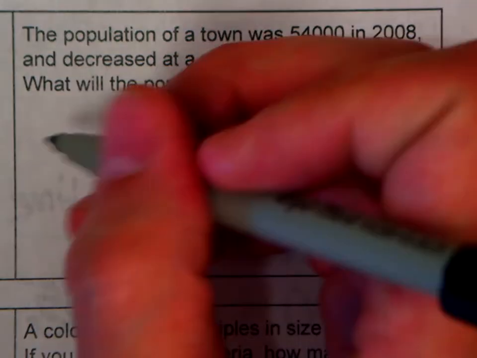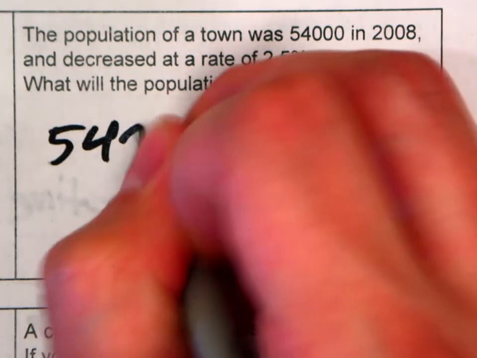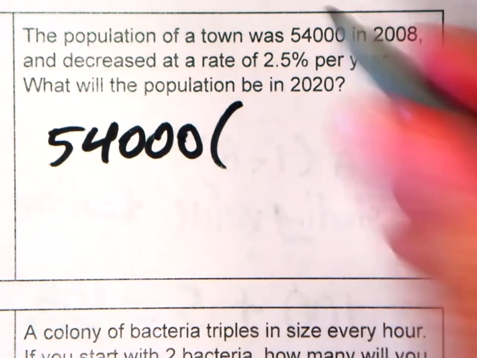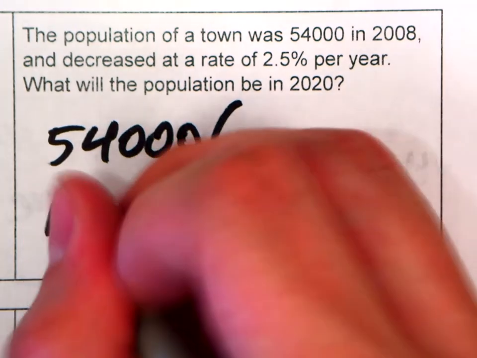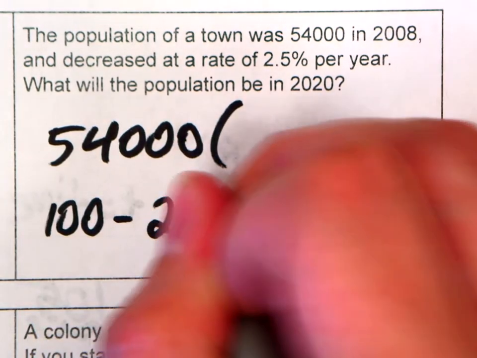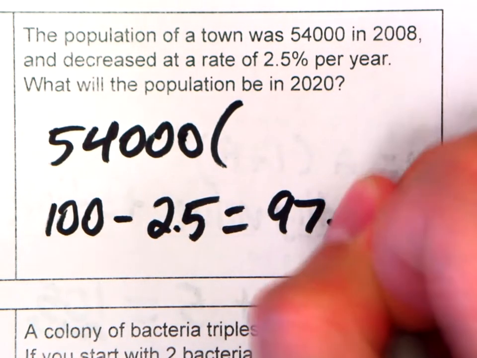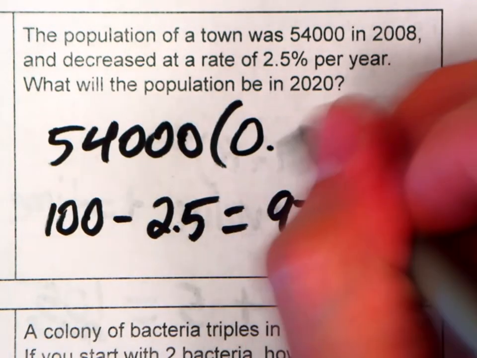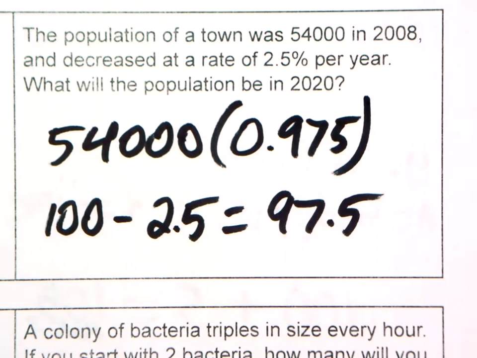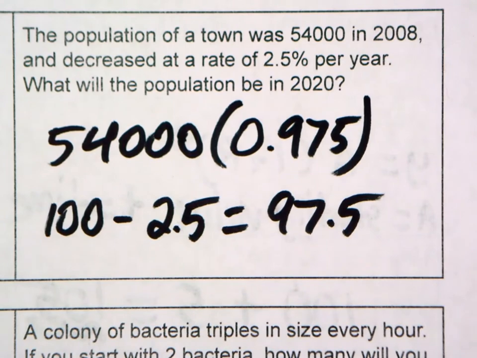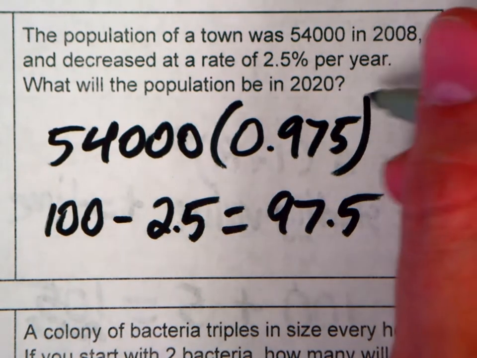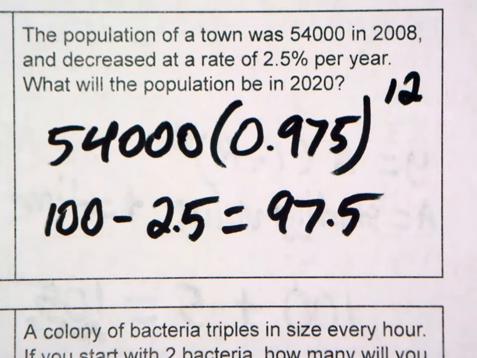Moving to the right, 54,000 is my initial population. I am decreasing, so I take 100 minus 2.5. I move the decimal place over. I get that. And how many years between 2008 and 2020? There are 12. Put that in your calculator, round to the nearest whole number, and there's your answer.